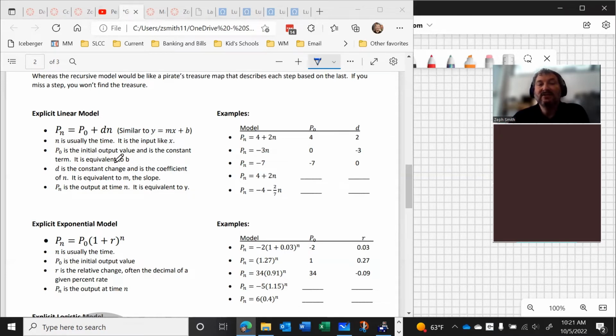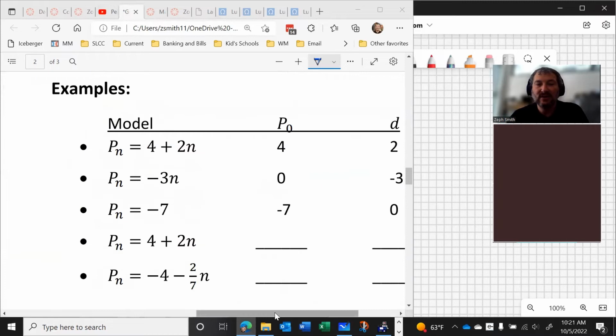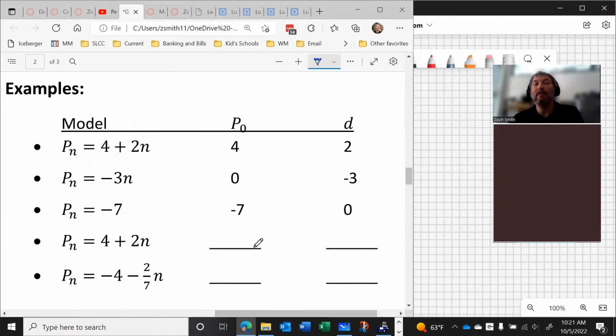D is the constant change. It stands for difference. And it's the coefficient of n. It's like the slope. And P sub n is the output. It's like the y value. So let me zoom in a bit more so we can take a look at these. These are some examples that you might be given or you might be asked to come up with. These are all linear models. It's like the mx plus b form.